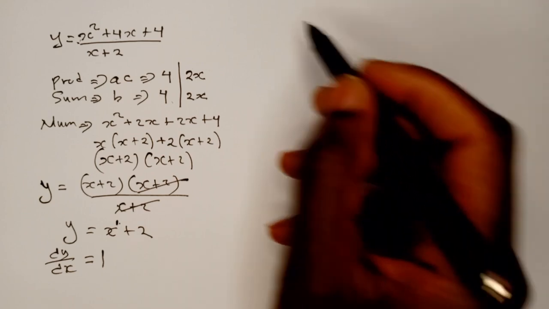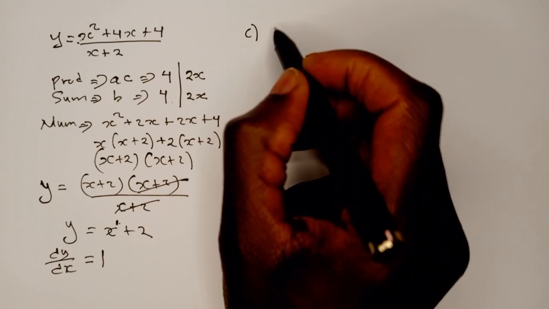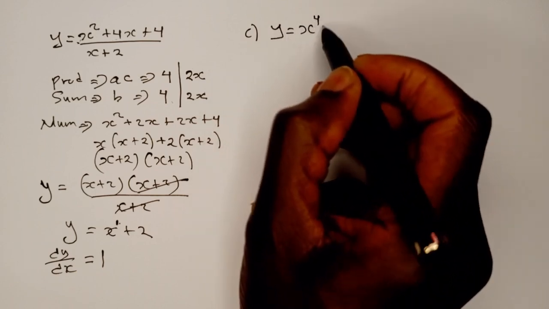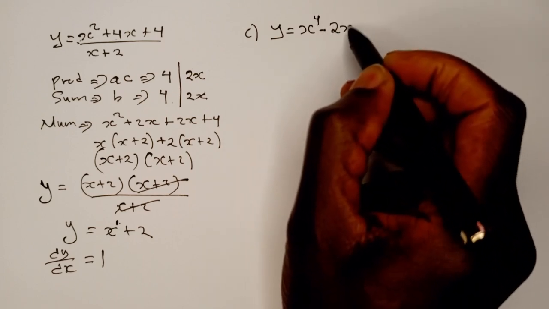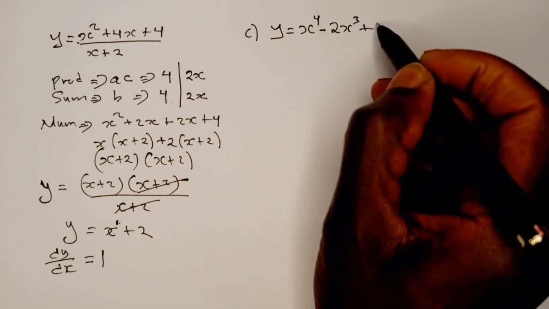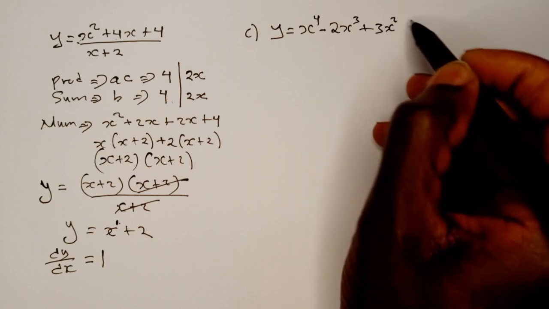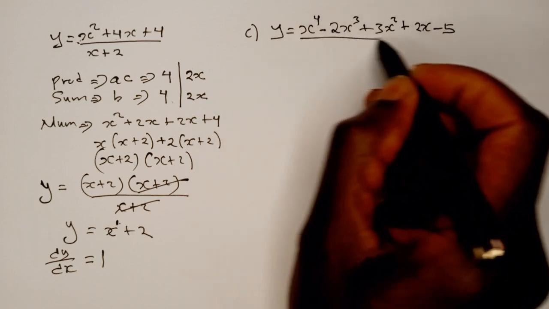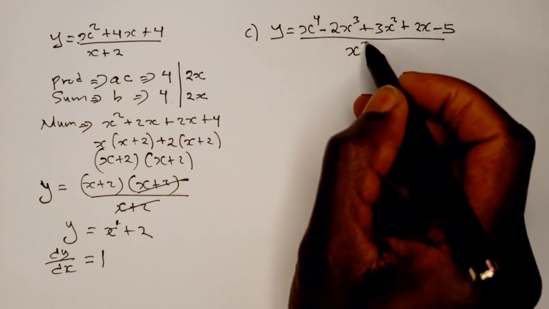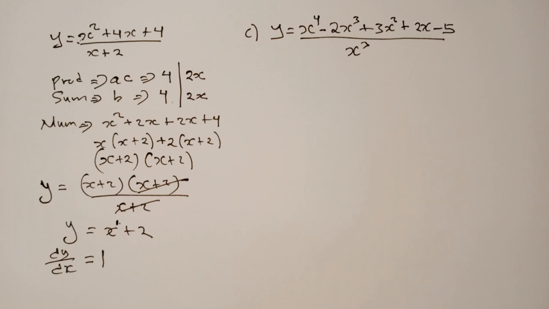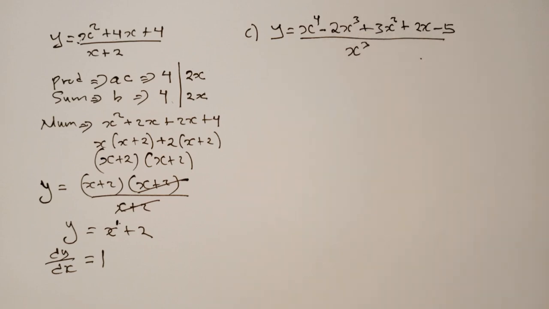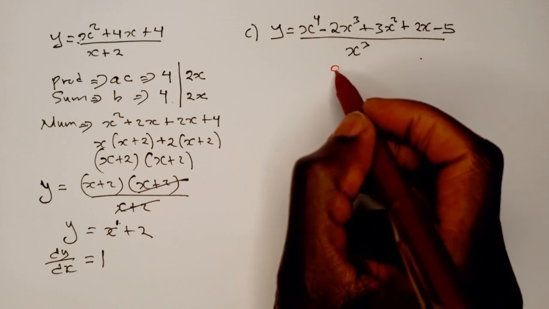Let us look at the last one. See, I am given y is equal to x raised to 4 minus 2x cubed plus 3x raised to 2 plus 2x minus 5 divided by x raised to 3. So again, you can't differentiate when it is in that form. First of all, make it linear. So divide everything above there. So that is the solution.